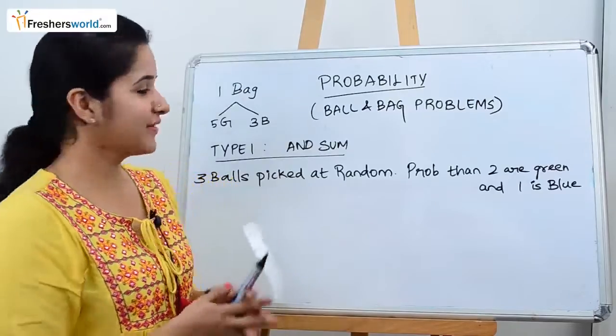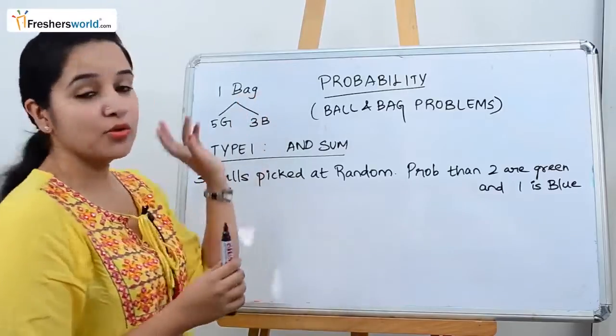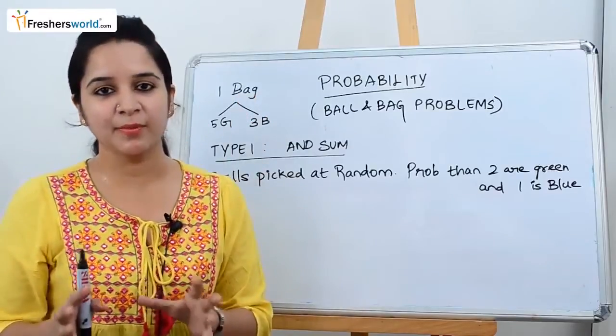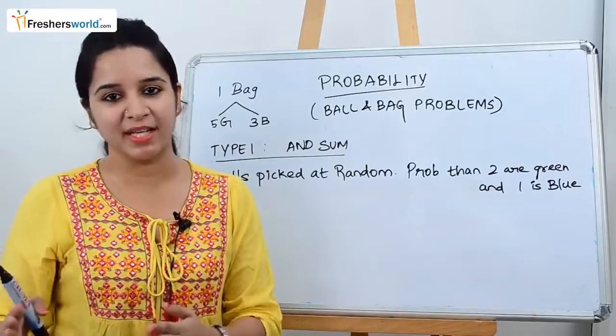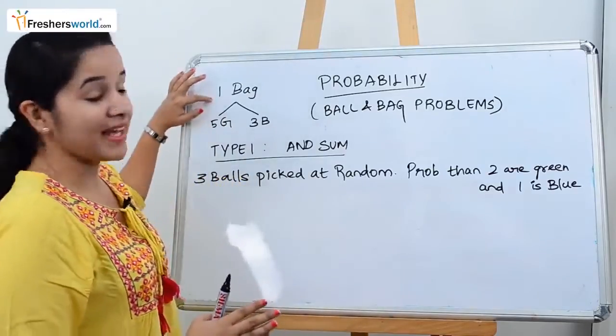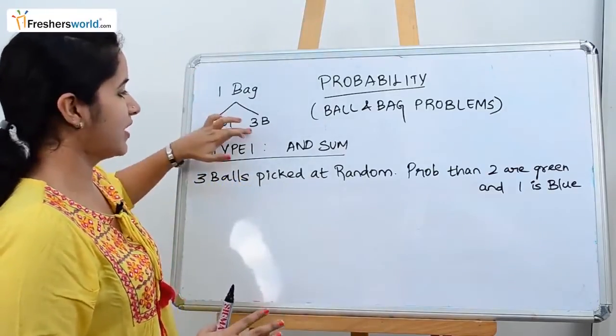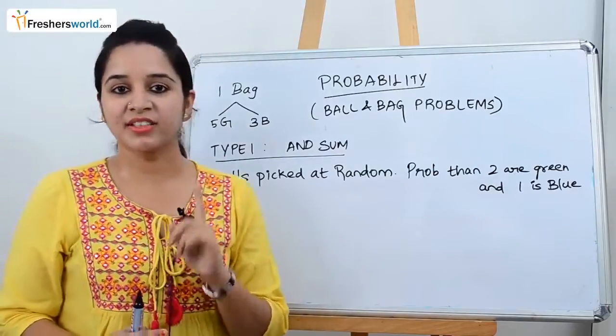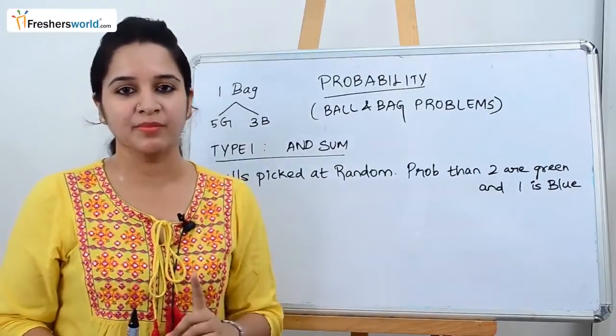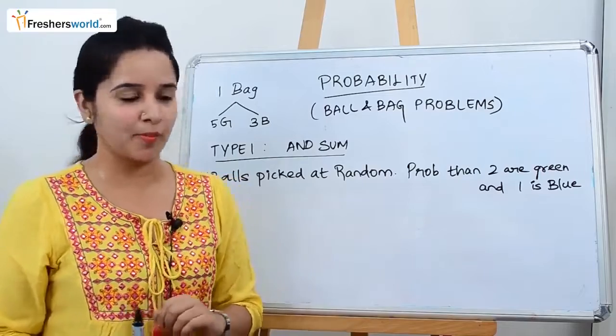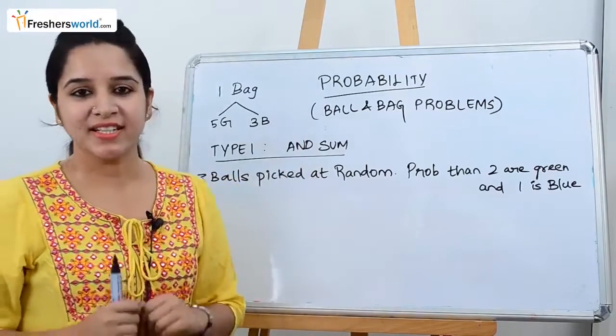As you can see, I've written the questions. We are going to use a similar type of bag problem for all the 7 types that I'm going to discuss. A bag has 5 green balls and 3 blue balls. Let's get started with type 1. The type 1 sum that you can expect in a ball and bag problem is the AND sum. So let's get started with the question.